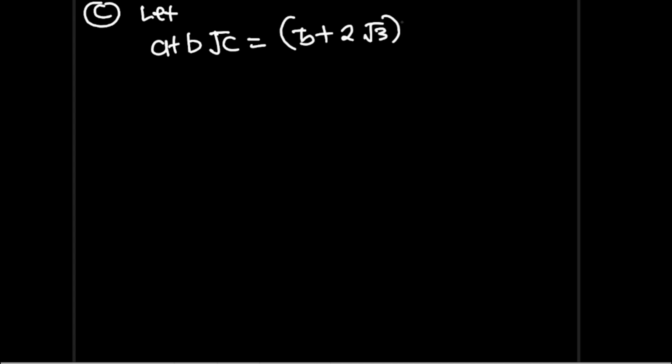So as usual, let a plus b root c equal 5 plus 2 root 3, parenthesis, 5 minus 2 root 3. Okay, so solve this equation and when you are done, we'll solve together.